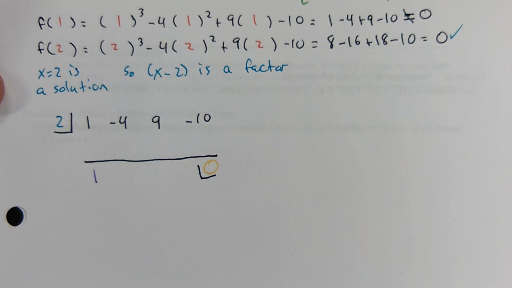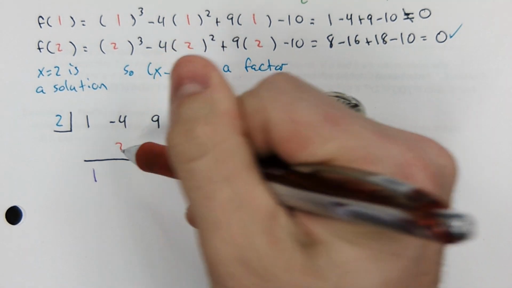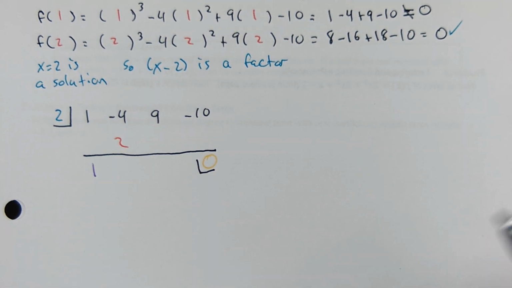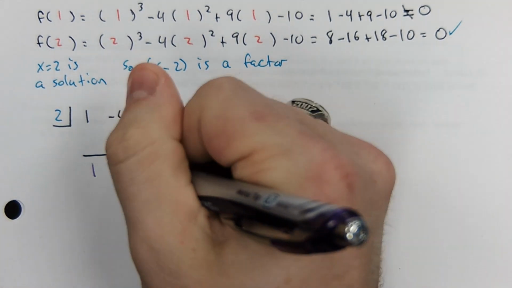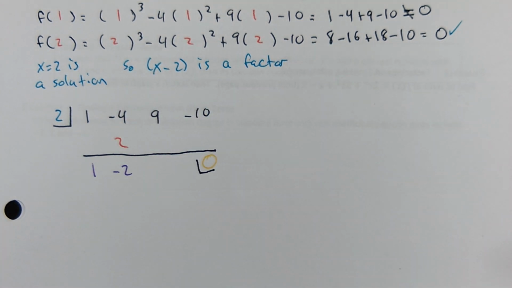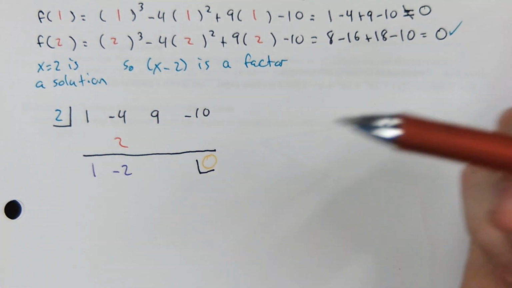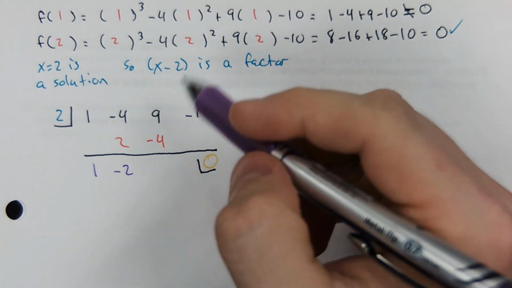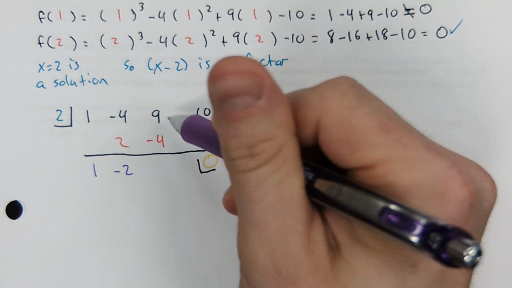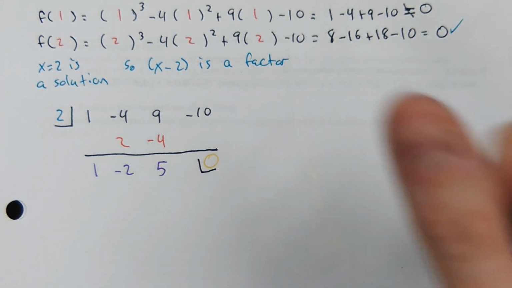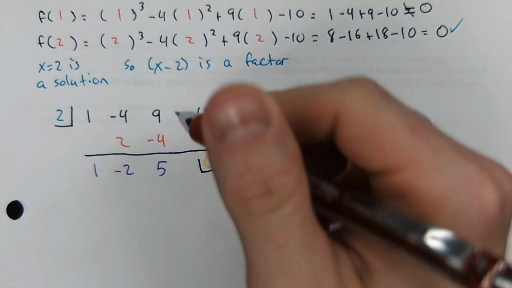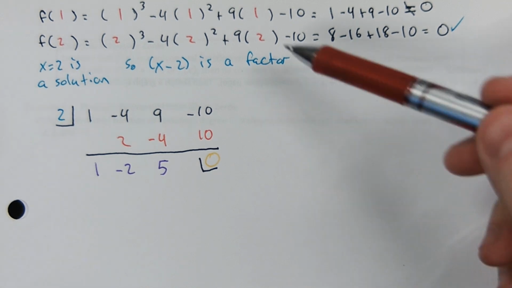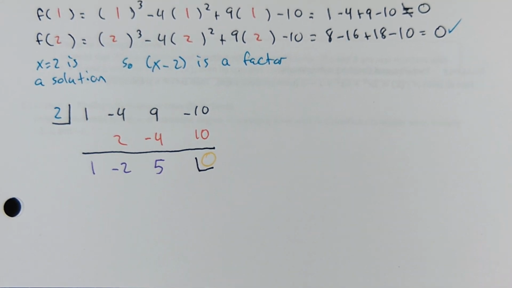Drop the 1 down and see what you get. 2 times 1 is 2. -4 plus 2 is -2. 2 times -2 is -4. 9 plus -4 is 5. And yep, 2 times 5 did get me the positive 10 that I was going to require to get that no remainder that we already knew was going to occur.